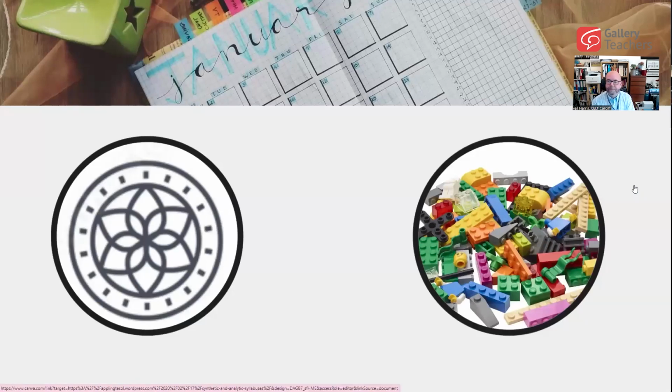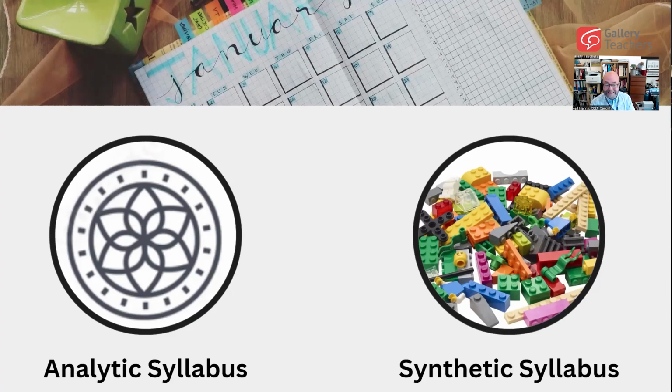And you might be thinking, has Neil gone mad? I've got a picture of a mandala and I've got a picture of some Lego. What on earth is this all about? I'd like to focus on the holistic nature of what we can see on the left-hand side. This is a system in balance. This is a system that is in harmony. Whereas on the right-hand side, we've got lots of little bricks. And this aims at identifying, for me, two different types of syllabus, the analytic and the synthetic one.